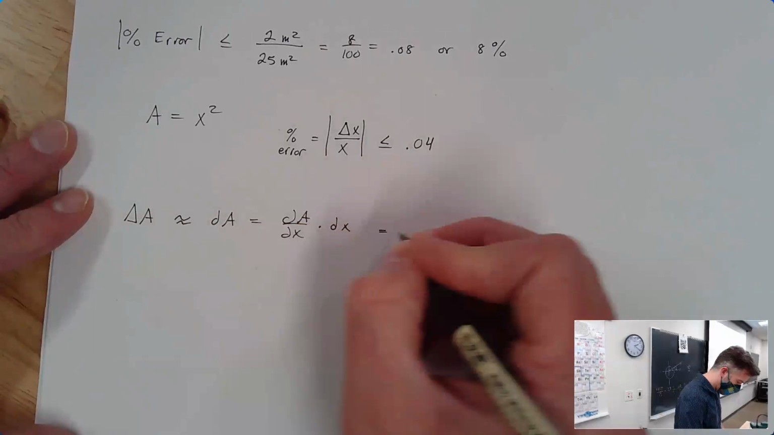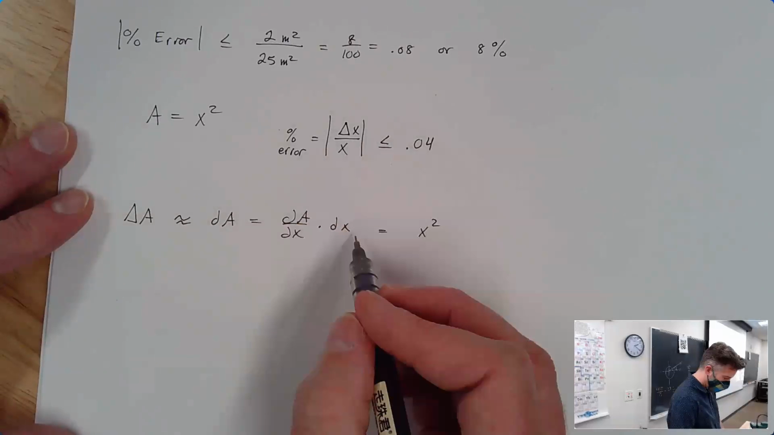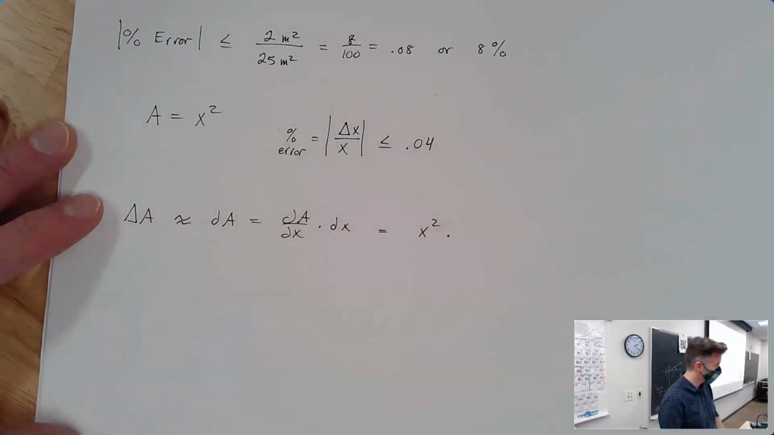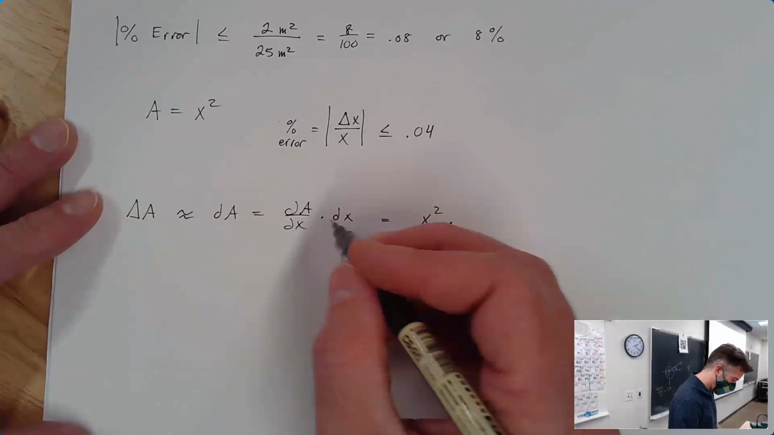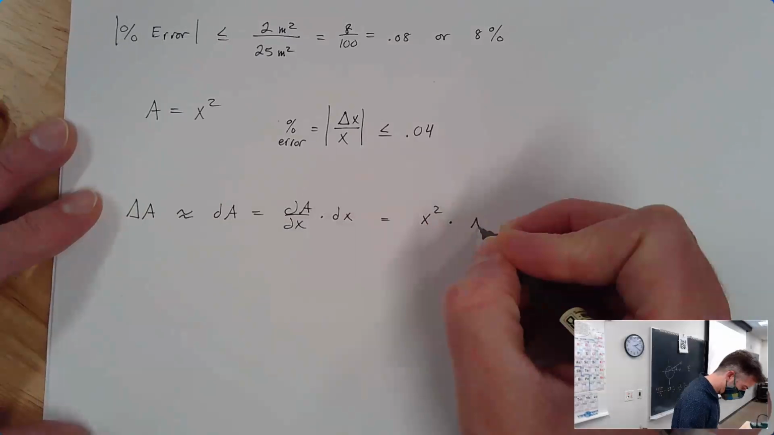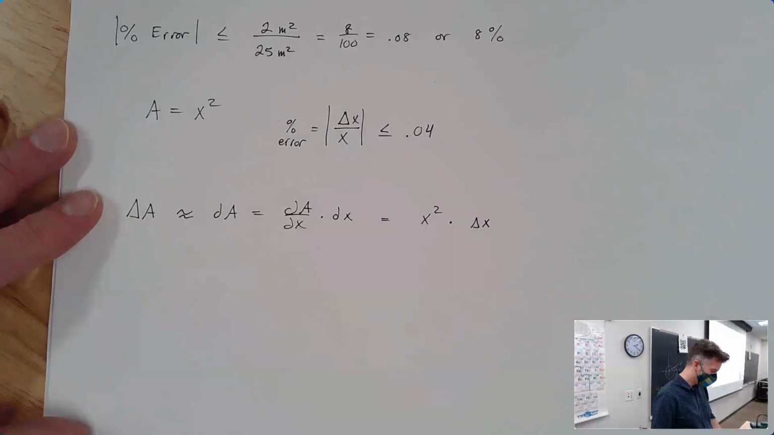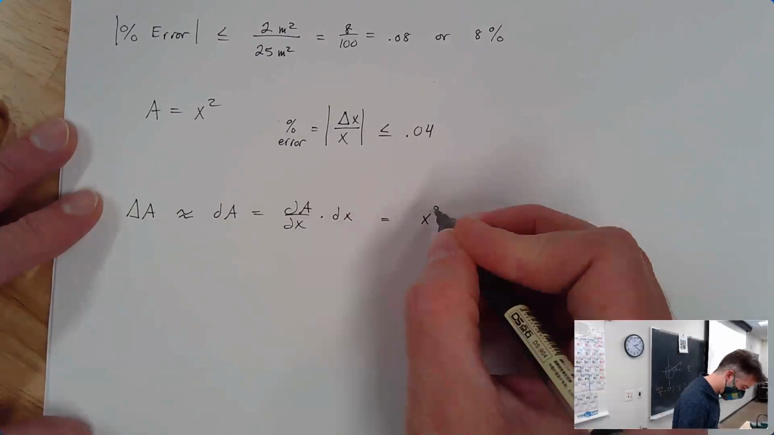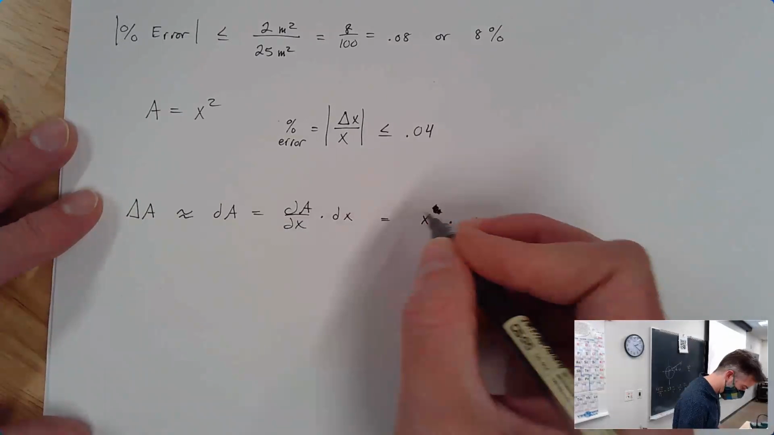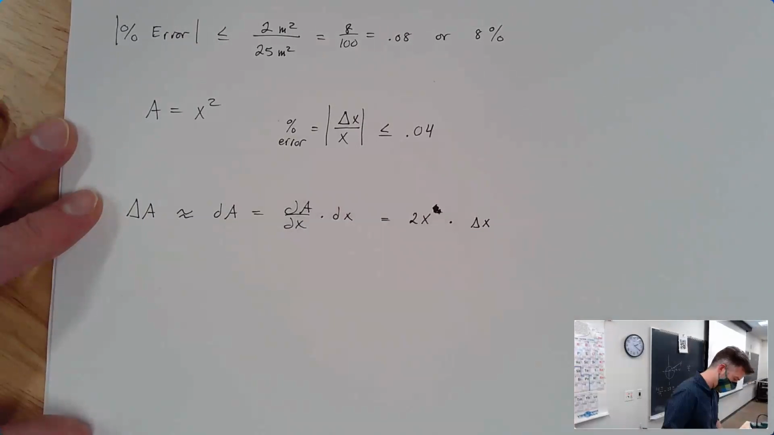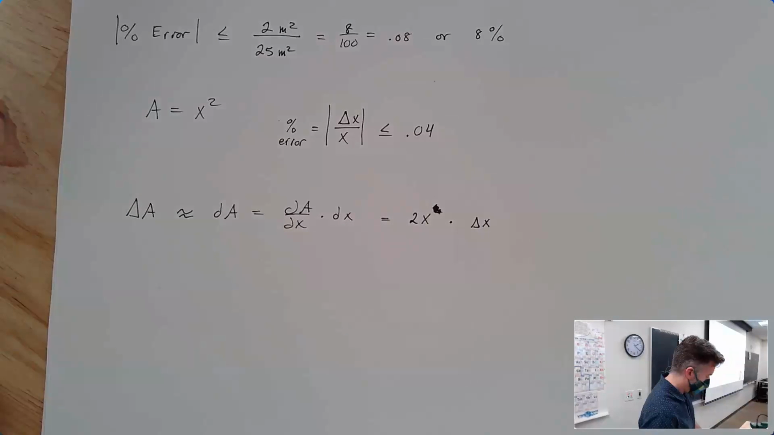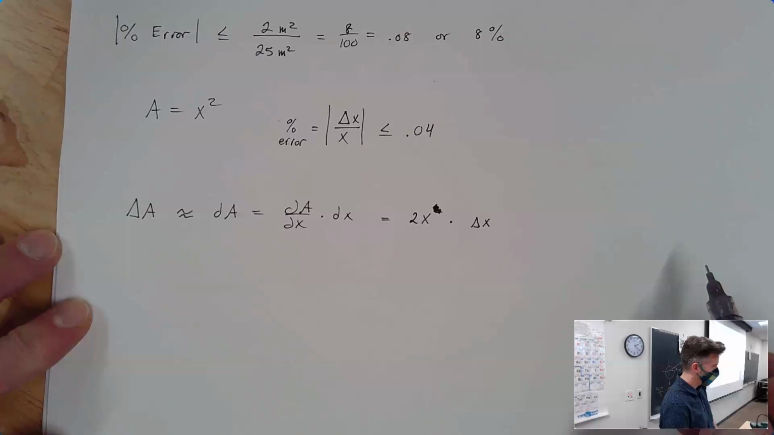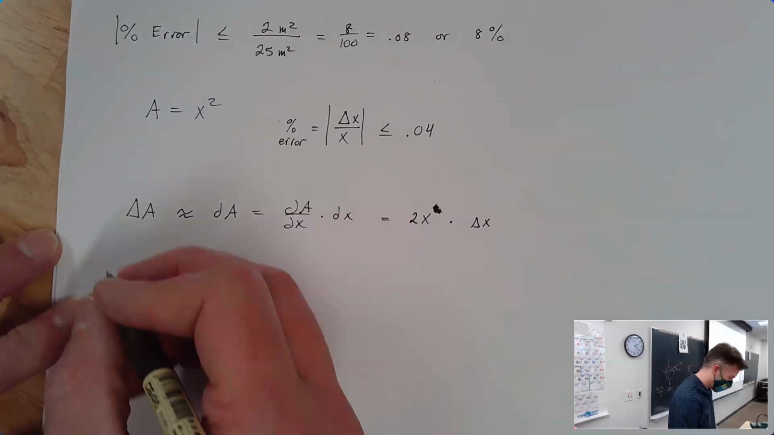That's your x squared. And your dx is going to be, well, this is where things get interesting. I'm going to replace dx with delta x. Sorry, apologies here. That's not x squared, that's 2x. Sorry about that. And that's our error. But now I want the percentage error in area.